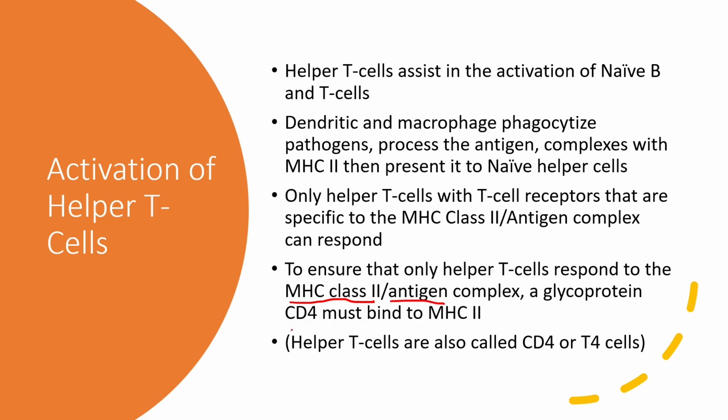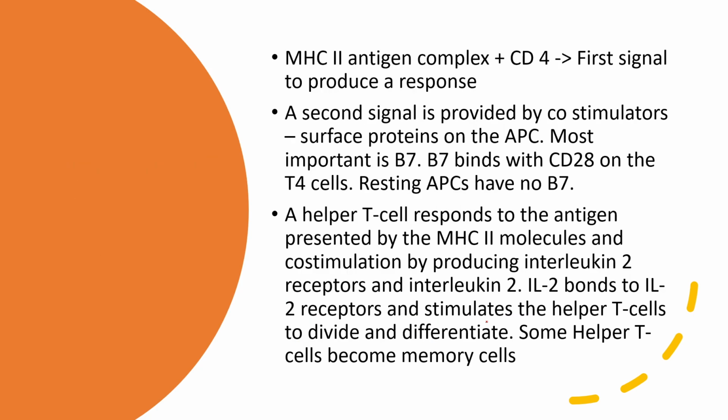To ensure that only helper T cells respond, a glycoprotein named CD4 must bind to MHC2. CD4 is only found on our helper T cells. That is why helper T cells are also called our CD4 or T4 cells. So when the T cell receptor complexes with our MHC antigen complex and CD4, the first signal is produced. However, this signal is not yet complete, since you need a stronger signal to activate the helper T cell. So a second signal is provided by co-stimulators. These are surface proteins on the APC. The most important one is B7.